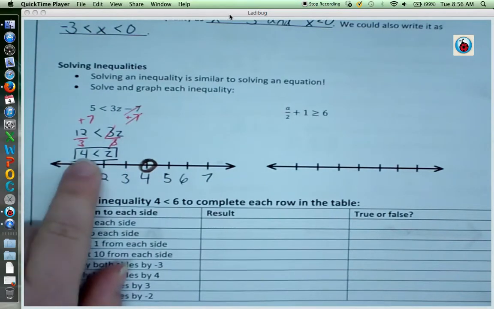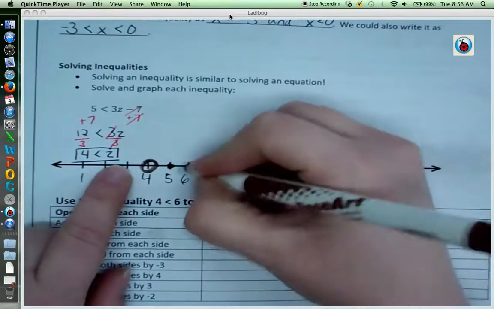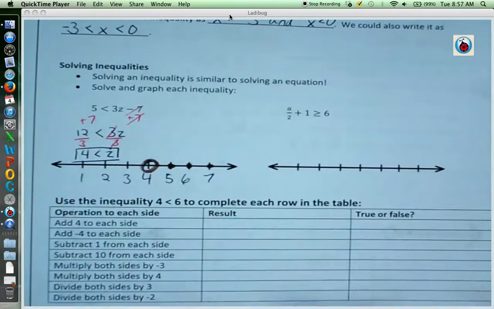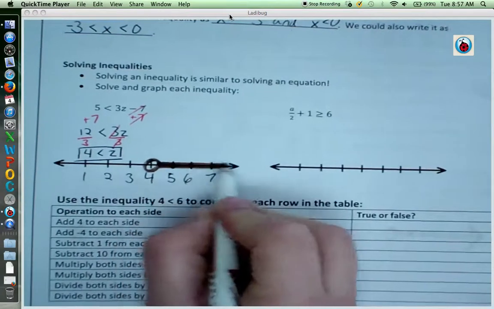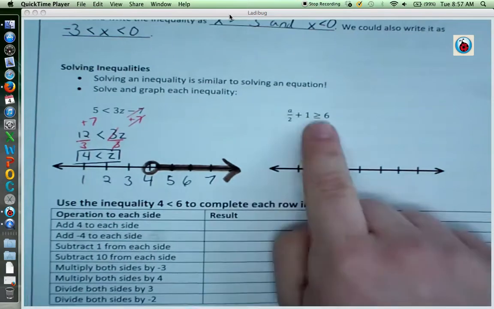4 is less than 5. 4 is less than 6, 4 is less than 7, so it looks like I want to shade all the numbers to the right-hand side. So I'm going to go ahead and shade in those numbers on the right-hand side. And there's my solution. Let's do the next inequality.